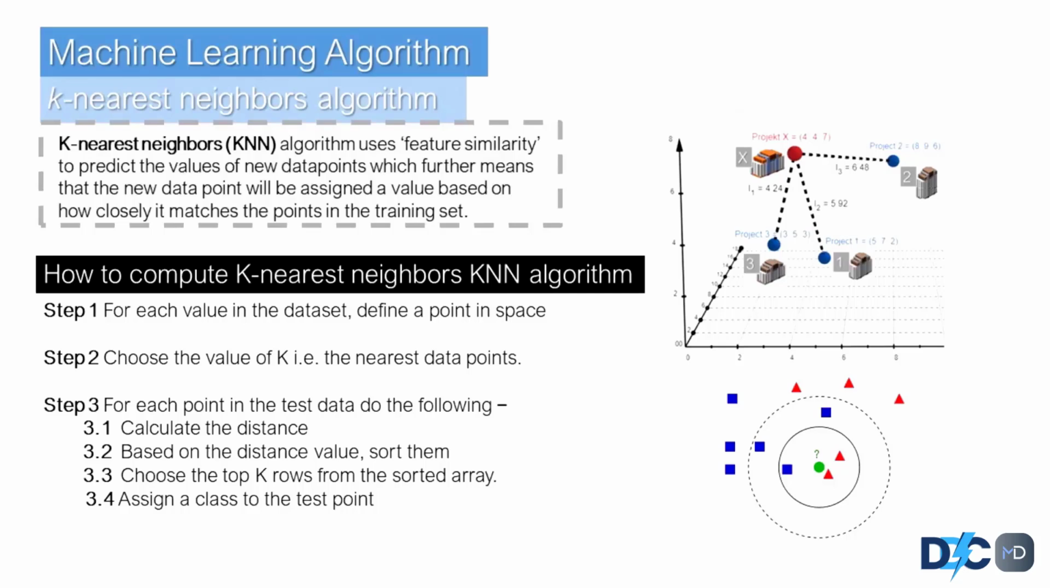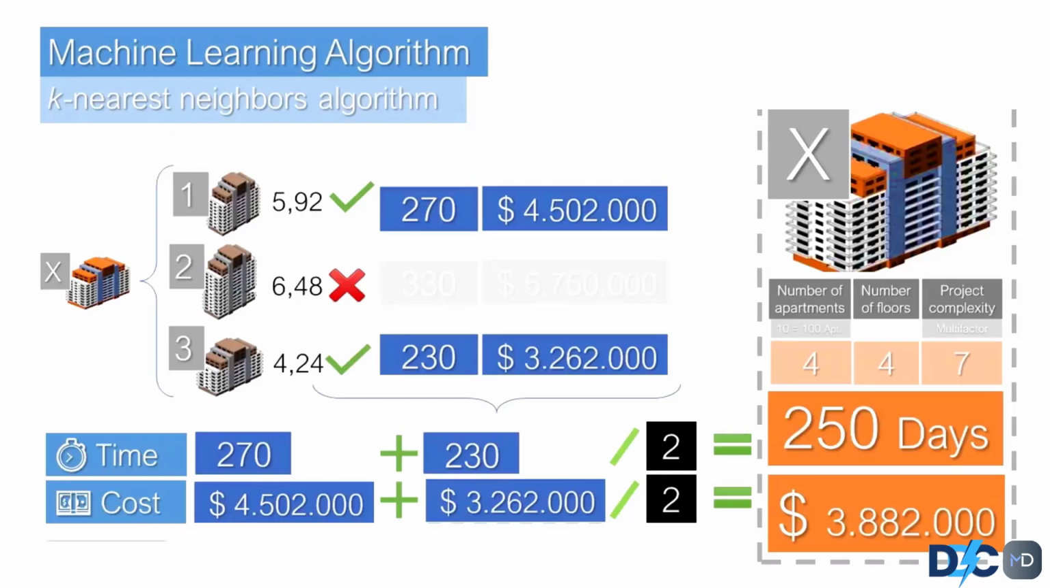To implement KNN, we first load training and test datasets. Next, we choose K, the number of nearest neighbors to consider. For each test data point, we calculate distances to all training points, sort them, and choose the top K closest points. In our construction example, this approach predicts that the new project will cost approximately $3.8 million and take 250 days to complete.